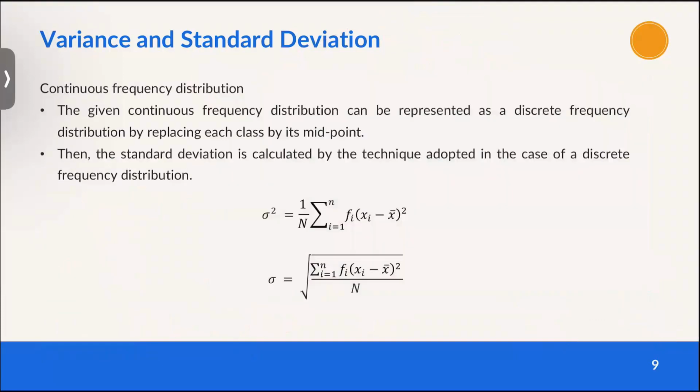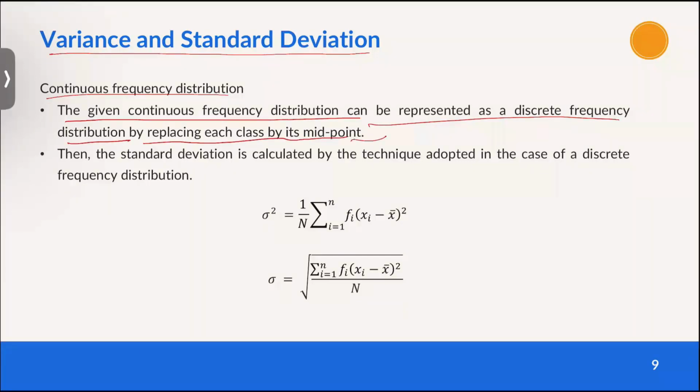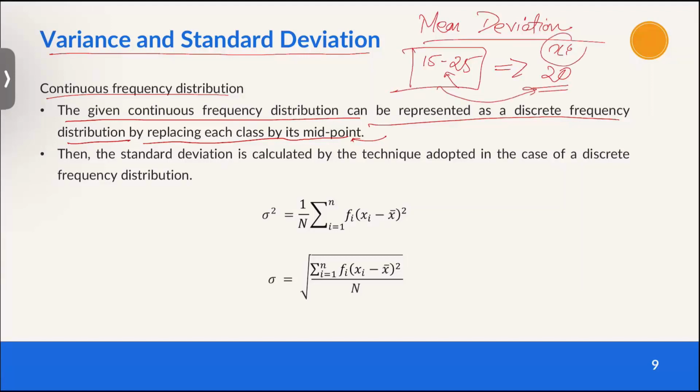Okay. Now we will see how variance and standard deviations are taken for a continuous frequency distribution. The given continuous frequency distribution can be expressed as a discrete frequency distribution by replacing each class with its midpoint. If you remember, when we were doing mean deviation and the first class was 15 to 25, we took xi as the midpoint of this value, which is 20. Similarly, we'll do it here also. Whichever the class is, we will take the midpoint as xi.